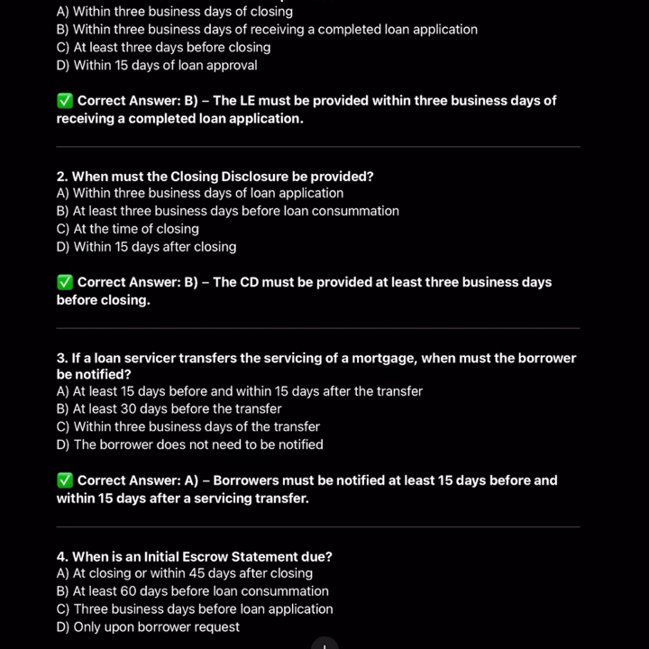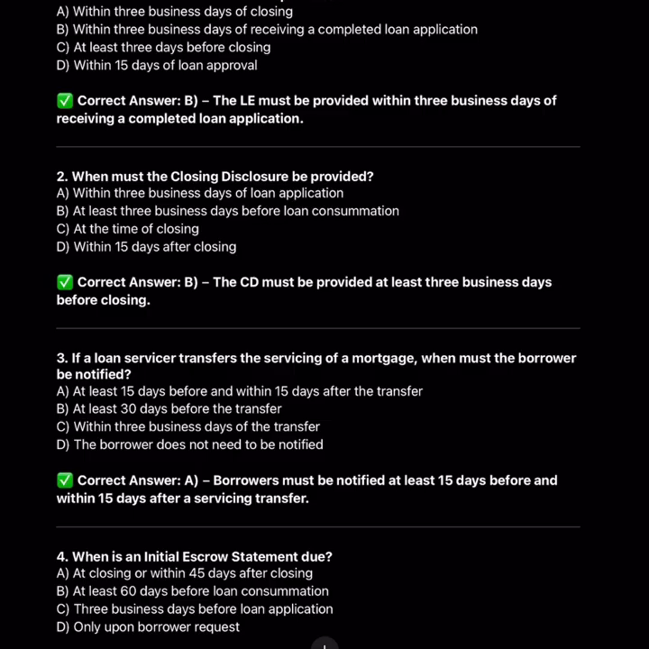2. When must the Closing Disclosure be provided? A. Within 3 business days of loan application. B. At least 3 business days before loan consummation. C. At the time of closing. D. Within 15 days after closing. Correct answer, B. The CD must be provided at least 3 business days before closing.